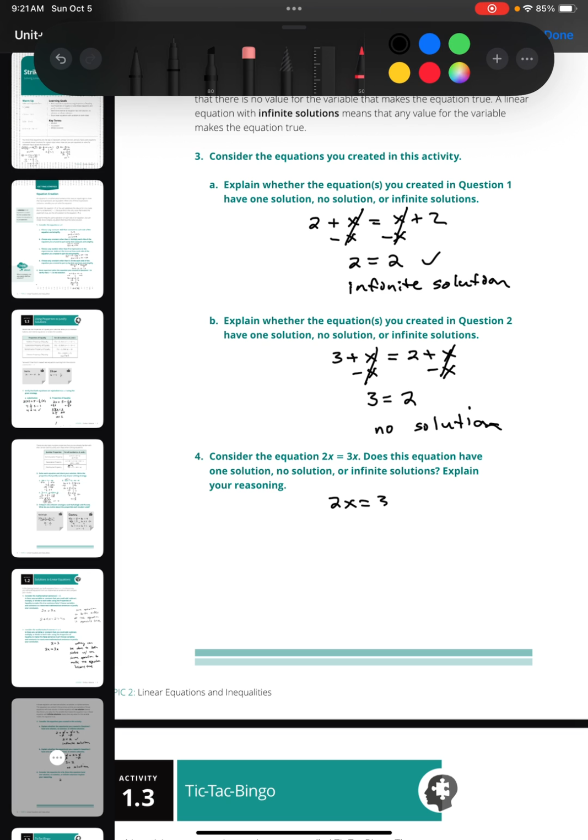2x equals 3x. So if I subtracted all the x's to put them on one side, I'm going to subtract 2x. That leaves me 0 on the left, equals 3 minus 2 is 1x. So we get x equals 0. Okay, that is still one solution. That just means the only value we can plug in for x to make that equation true is 0. So x equals 0 is our one solution.